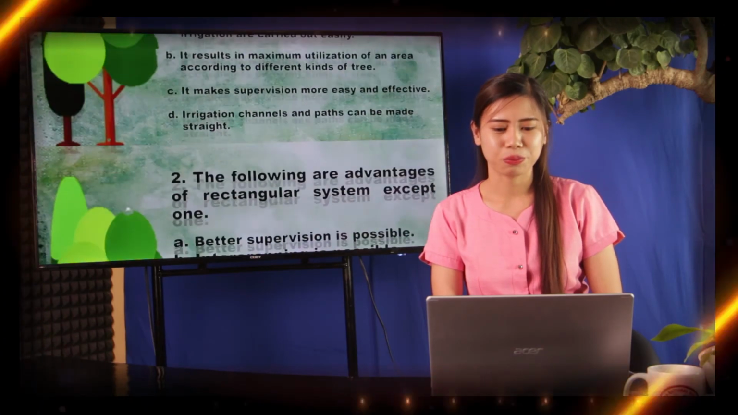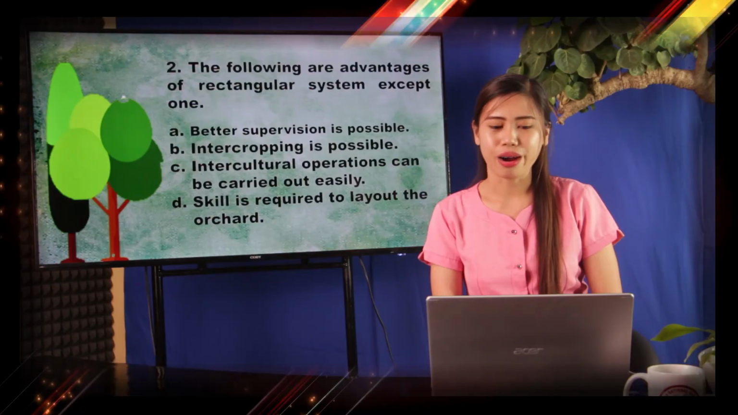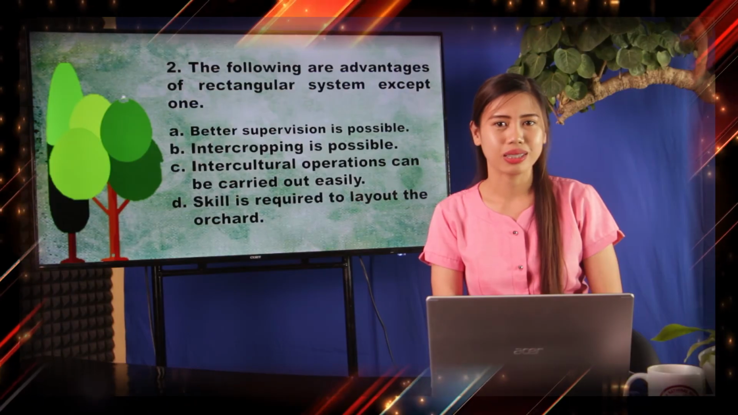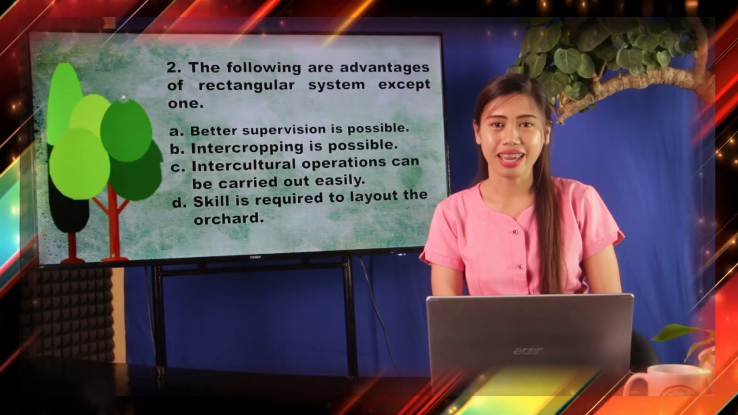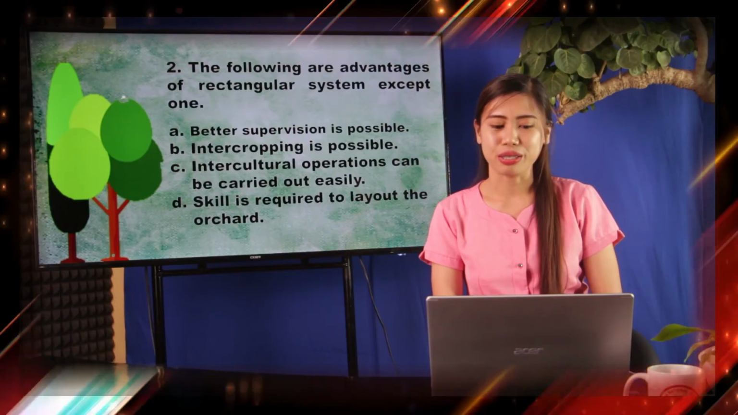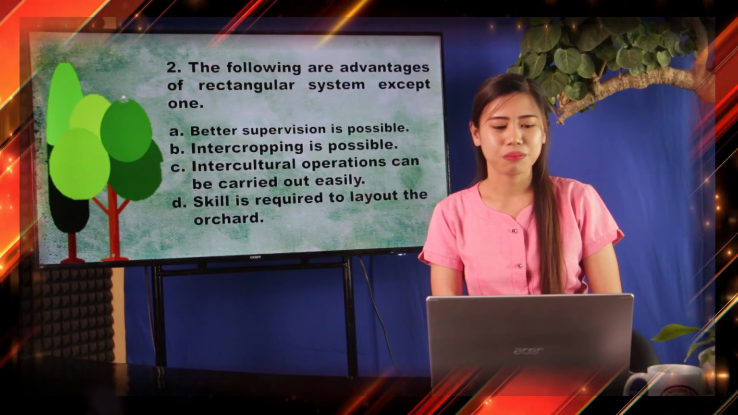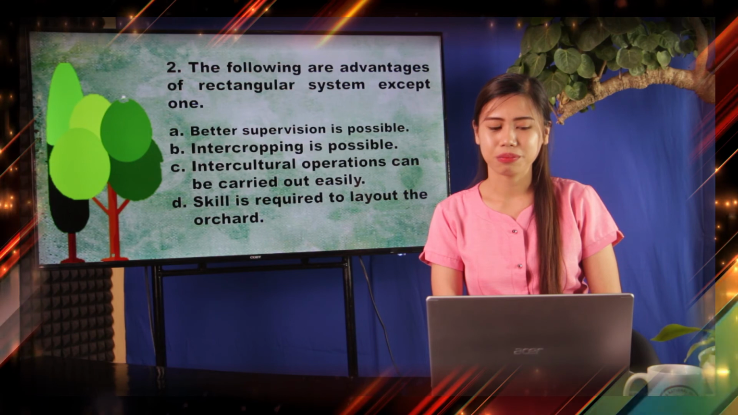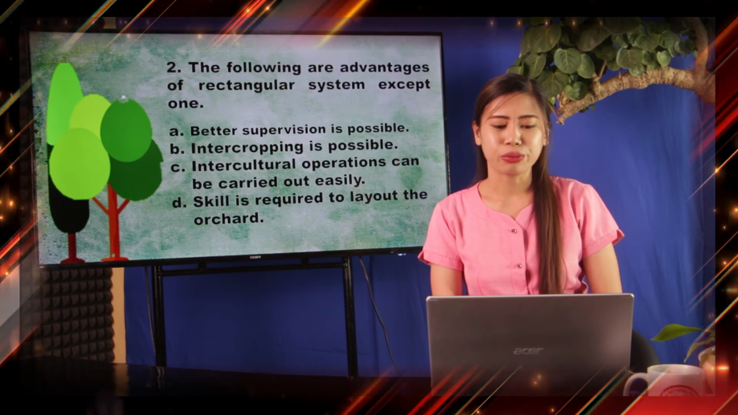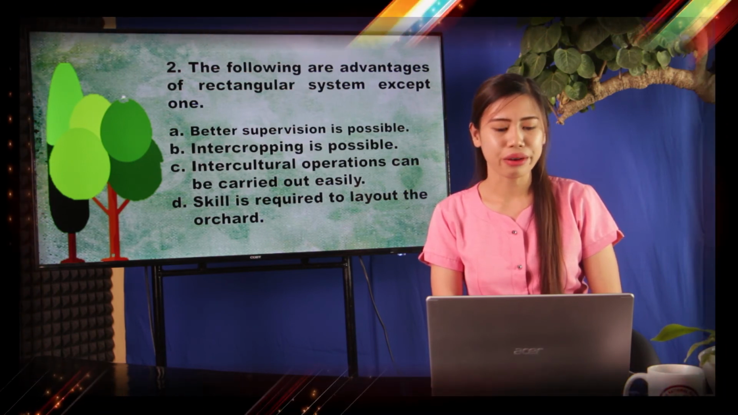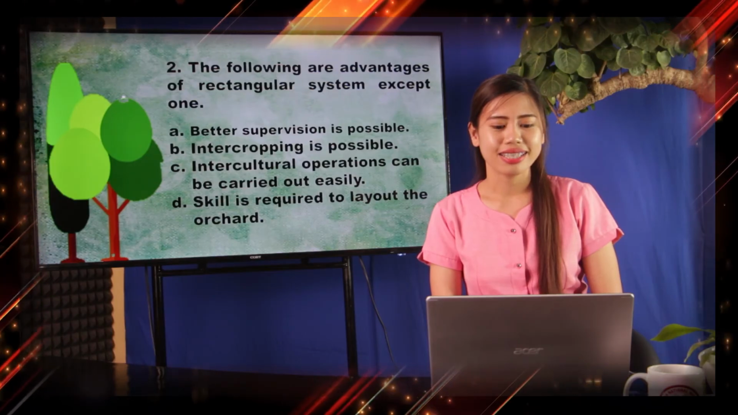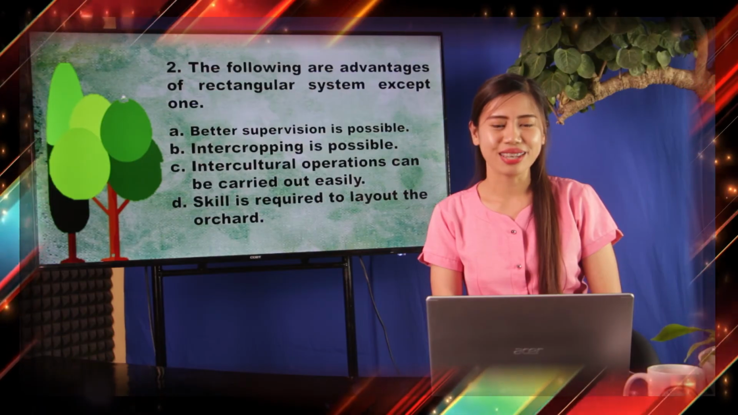Number 2. The following are the advantages of rectangular system except one. A. Better supervision is possible. B. Intercropping is possible. C. Intercultural operations can be carried out easily. D. Skill is required to lay out the orchard.